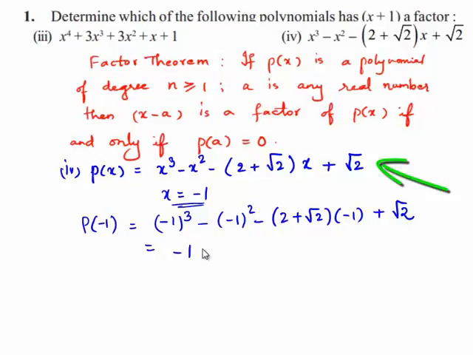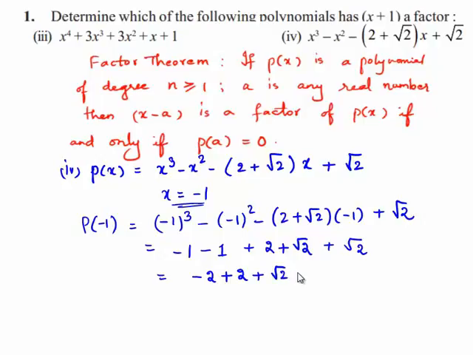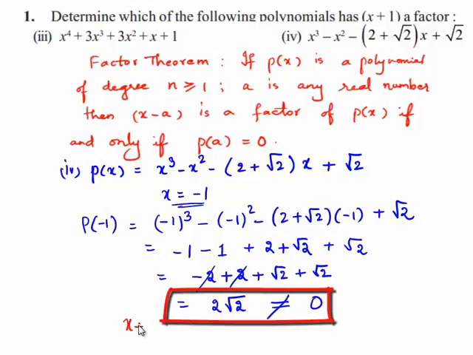So this becomes minus 1 minus 1 plus 2 plus root 2 plus root 2. We'll be getting minus 2 plus 2 plus root 2 plus root 2. Minus 2 and plus 2 get cancelled. Root 2 plus root 2 is 2 root 2, which is not equal to 0. Therefore, by factor theorem, we can say that x plus 1 is not a factor of the given polynomial.